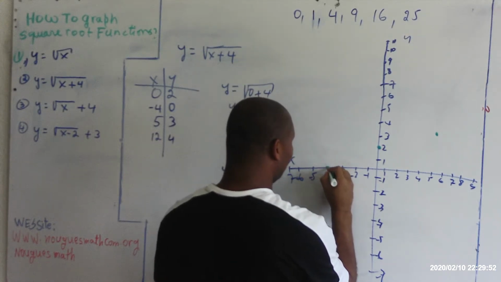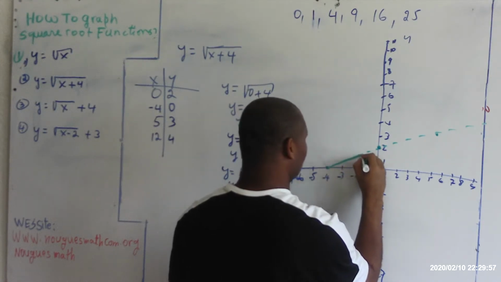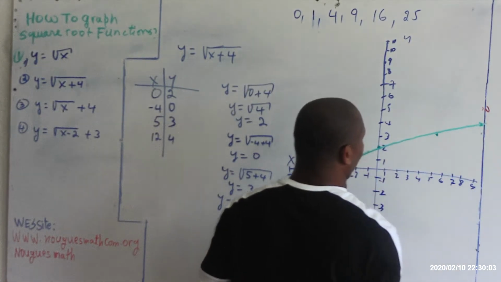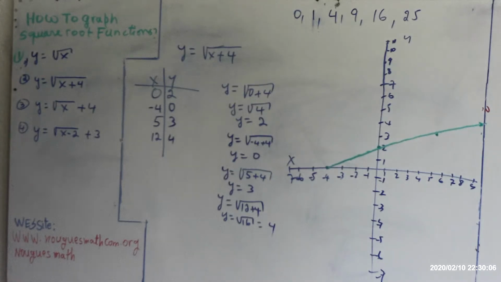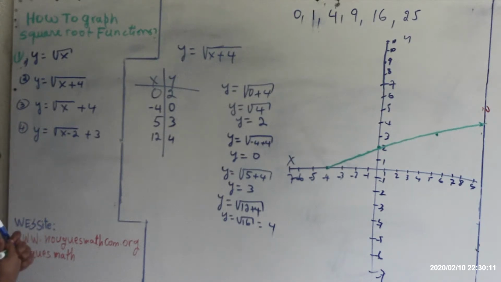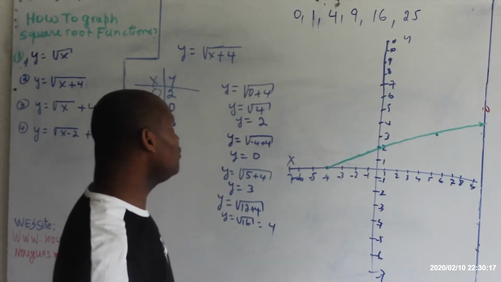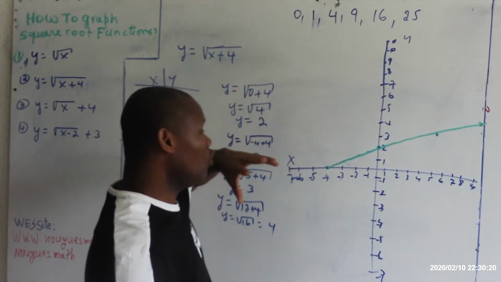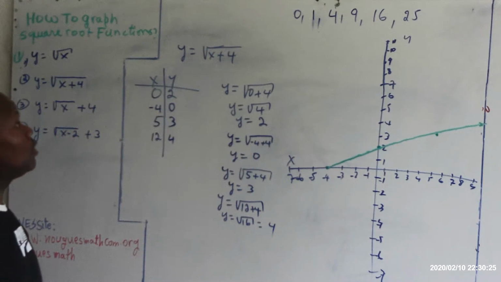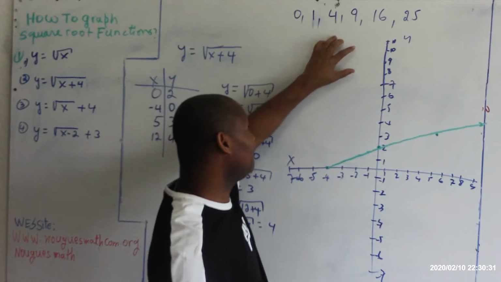So the graph we're gonna have is a graph like that. Perfect, that's a very nice graph. All you have to remember when you graph a square root function is to make sure the number you plot is a number that gives a perfect square, for example 0, 1, 4, 9, 16, 25, because all those numbers have a perfect square root.